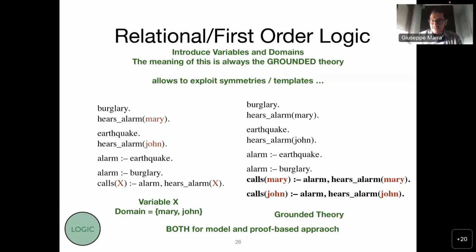And what is the meaning of this program? Well, the meaning is just the same as that of the corresponding propositional program that you obtain when you substitute all the possible elements of the domains for the variables. This is usually called a grounded theory. So you start from the first order logic where you have rules with variables, and you ground all the variables with all the elements of the domain. You obtain this second program, which is propositional because there are no variables anymore. So the meaning of this program is the meaning of this other program. If you prove something here, you have to obtain the same proof that you would obtain here.